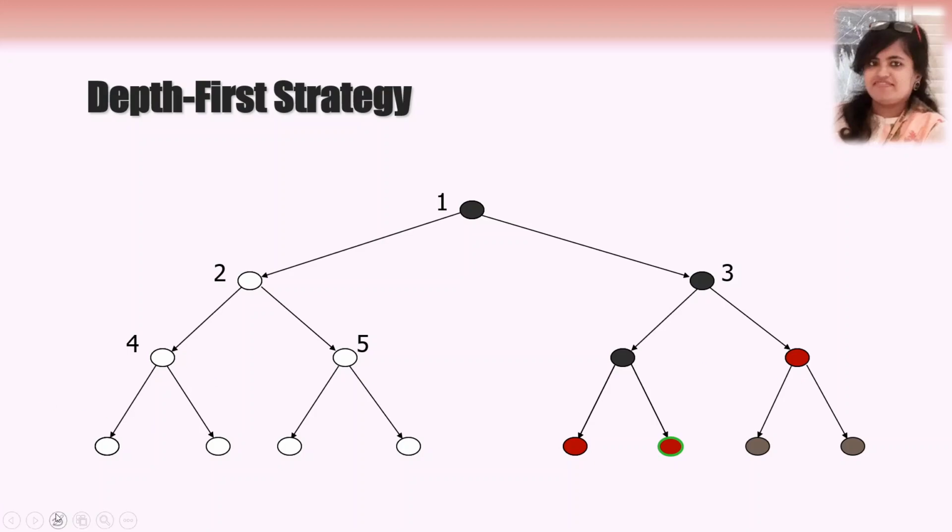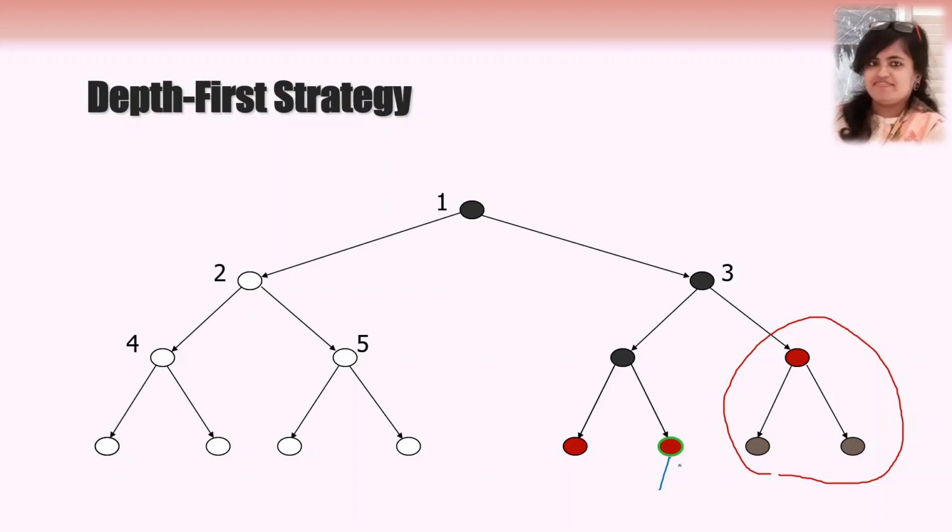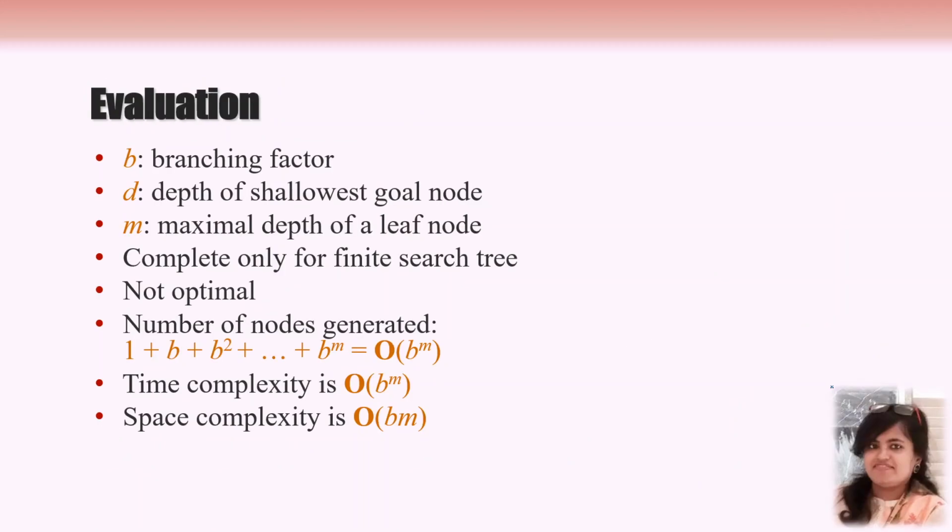Okay, so these nodes, we are not actually checking these nodes, as we have already obtained the goal node, and the goal node is present over here. This is the goal node that we have already obtained, so we are not going for this. So this is depth first search.